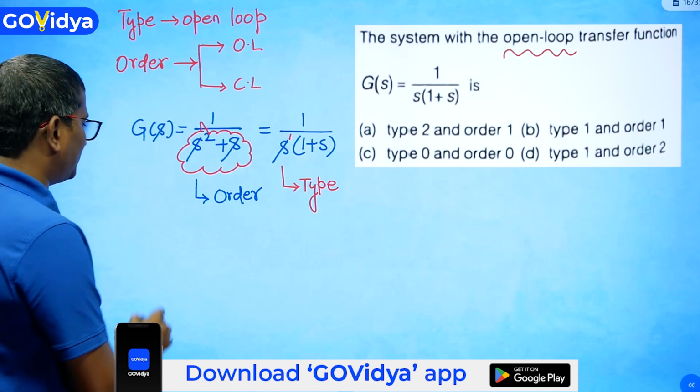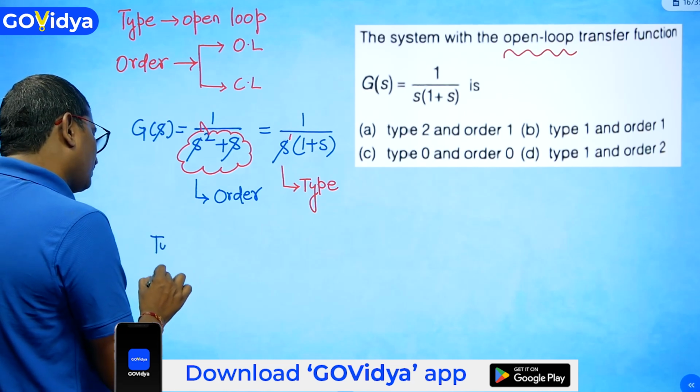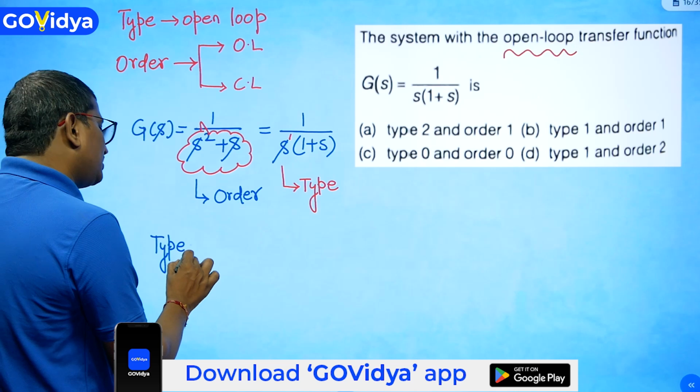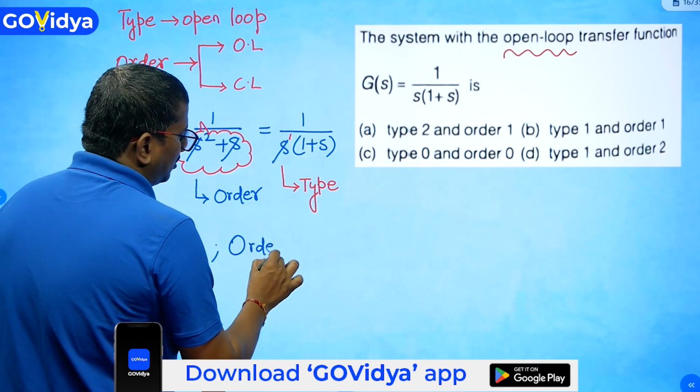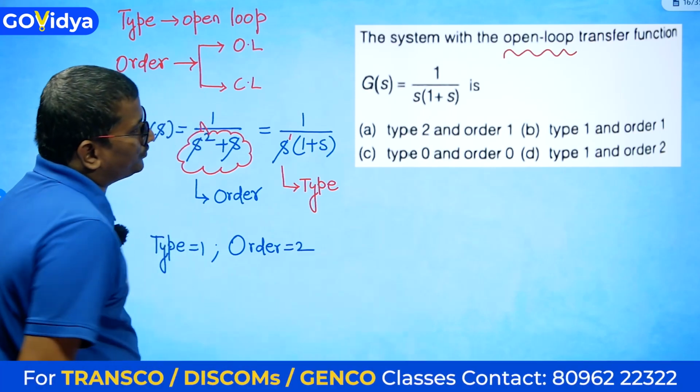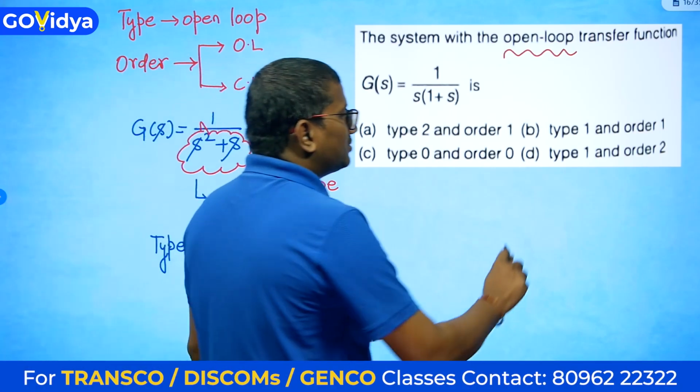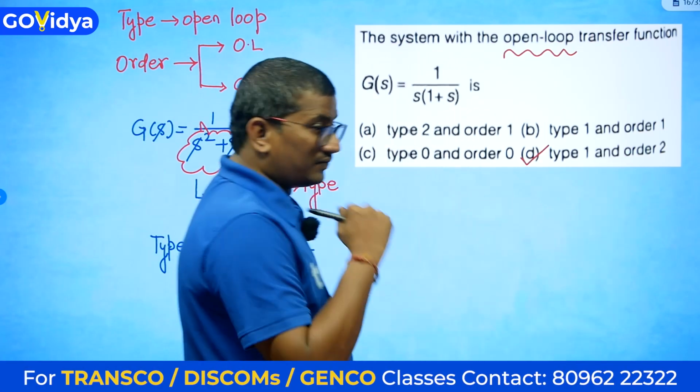Therefore, tell me what is the type of the system? Can I say type of the system is equal to 1? Order of the system is equal to 2. Type of the system is equal to 1 and order of the system is equal to 2.